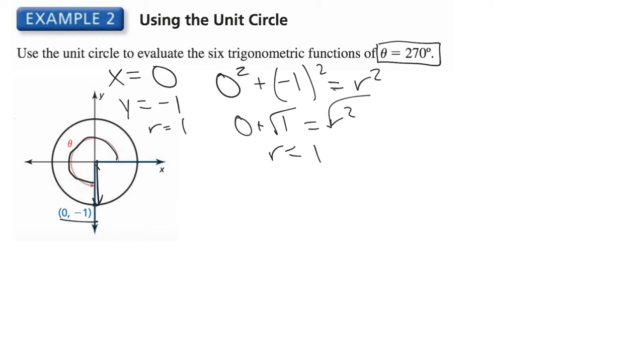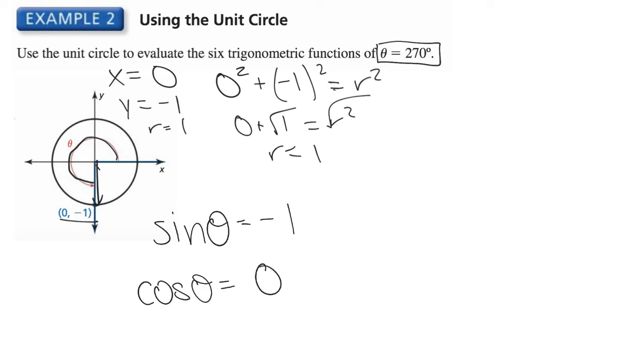Okay, so what we're going to do is we're going to write out our 6 trig functions. We've got sine theta, which is our y value, and that's just -1. Our cosine theta is our x value, which is 0. Our tangent is y over x, which is -1 over 0, which is impossible, and so we say that's undefined, and you can shorten it by saying UND.